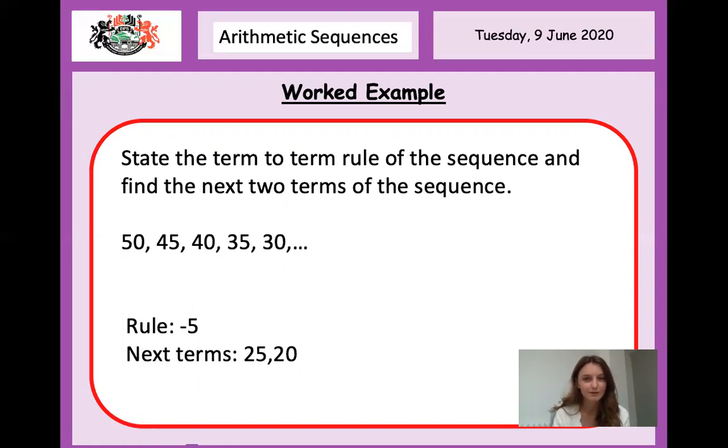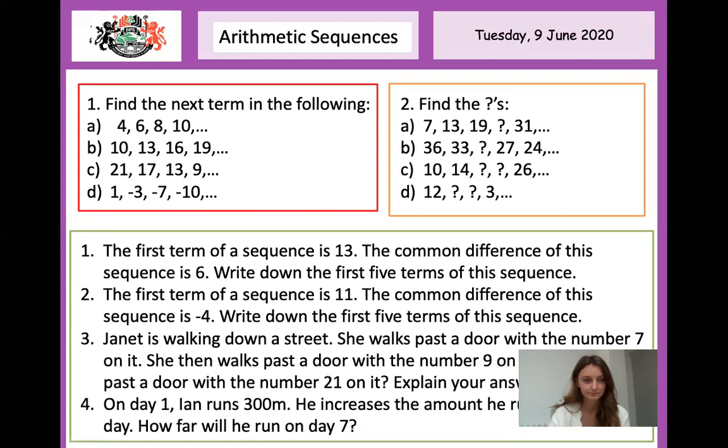Okay, so that's really, really basic. Getting our brains working a little bit, thinking about what a sequence is, what a term is, positive and negative, and the difference between them. What I'm going to do here is leave these questions on the screen for you to complete.